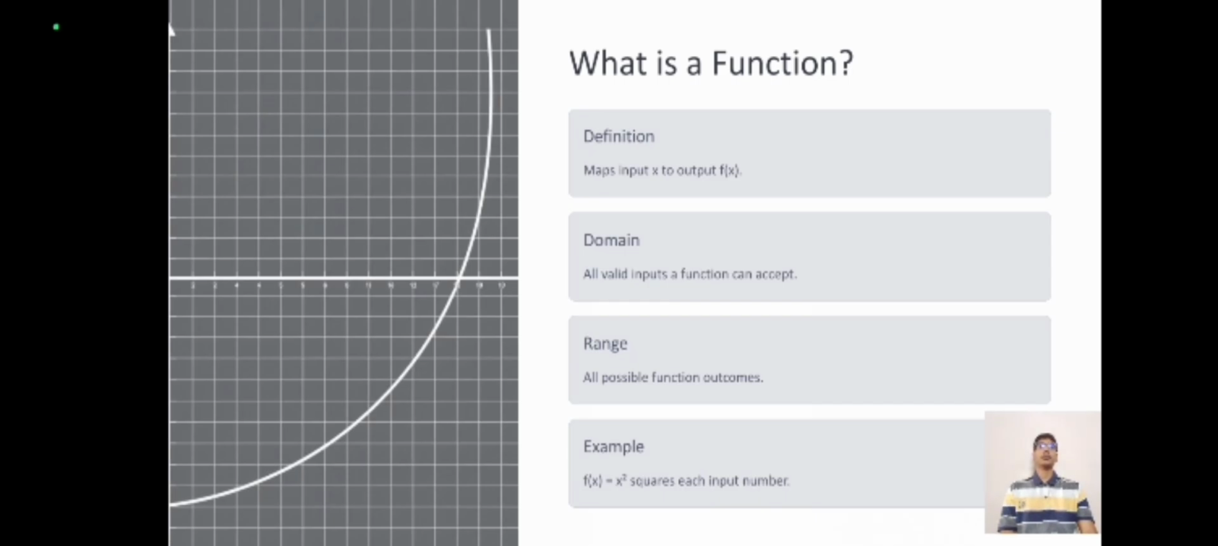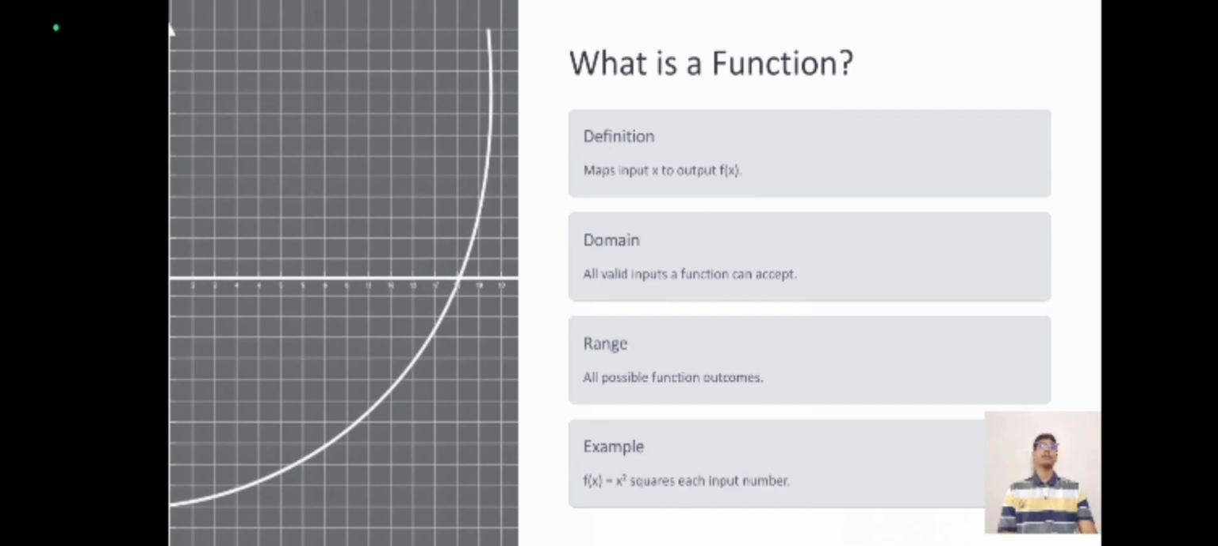And the second important term is range. The range is the set of all possible outputs. With f of x is equal to x squared, for instance, the output is always 0 or positive. So the range is y is greater than or equal to 0.